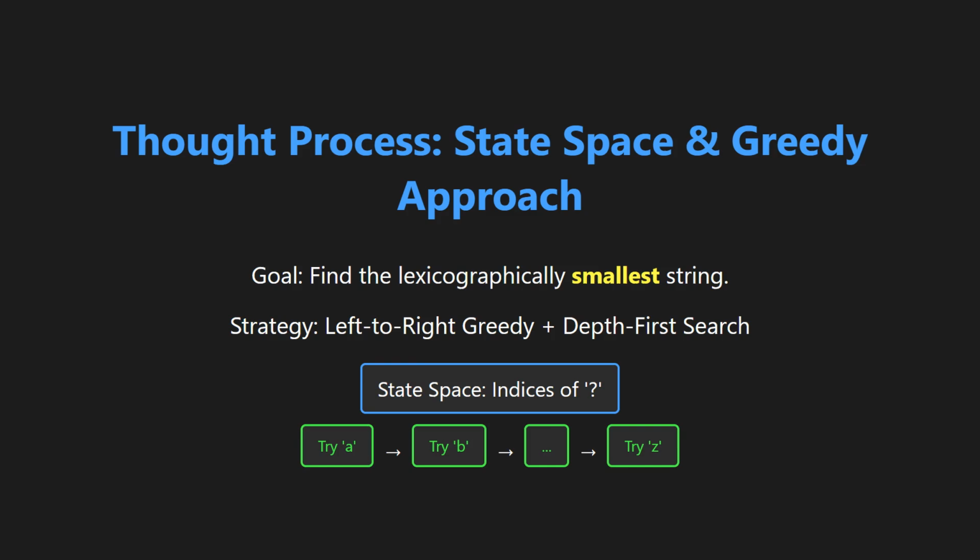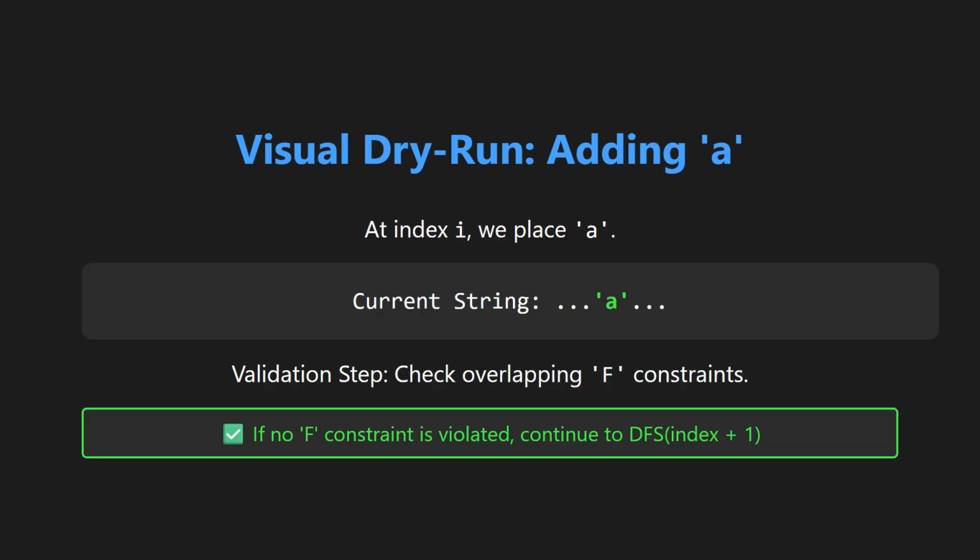Here is a visual dry run. Imagine we are at a question mark. Our greedy strategy tells us to first try adding the letter A. We place it in the string and then we must validate this choice against our rules. We need to ensure that placing this A does not accidentally create a substring that matches string 2 where an F constraint exists.